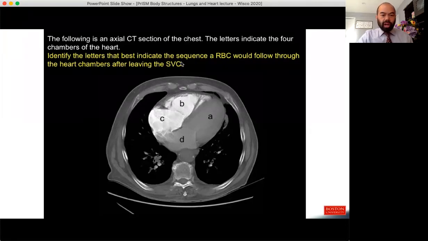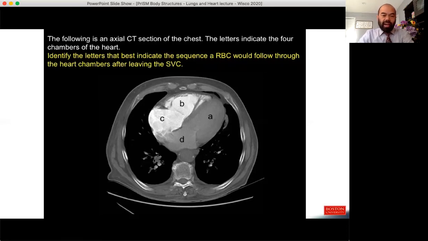Okay, so if the top part of the image is the anterior part of the body, and the most anterior chamber is the right ventricle, then that means B is the right ventricle. If the vertebral body shown here in cross-section is on the posterior side of the body, then that means the chamber closest to it, D, would be the left atrium. And now remember, in radiological convention, right is left and left is right. So that makes C the right atrium and A the left ventricle.